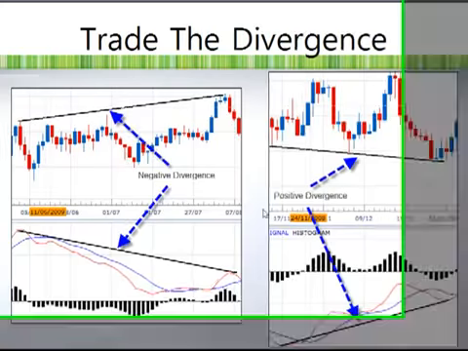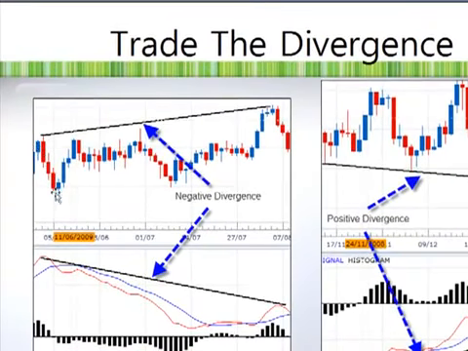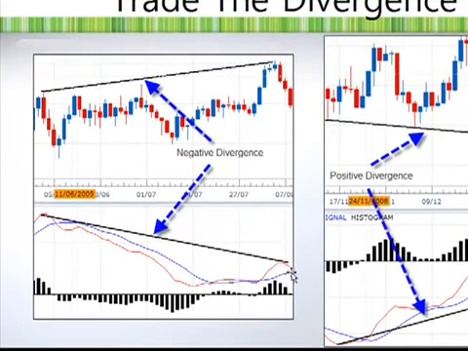You can see on this picture here, we call this a negative divergence. Why? Because the price is making a higher high, but the MACD is making a lower high. You can see this high here is lower than here. You can see the divergence. This is making higher high, this is making lower high, and this is called negative MACD divergence. And once this starts to appear, it's a telling sign that the price is going to move down. Therefore, most of the time when you enter a short trade when you see a MACD divergence, the price will usually move down.